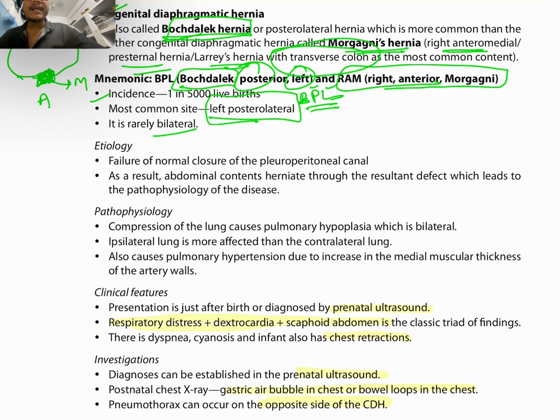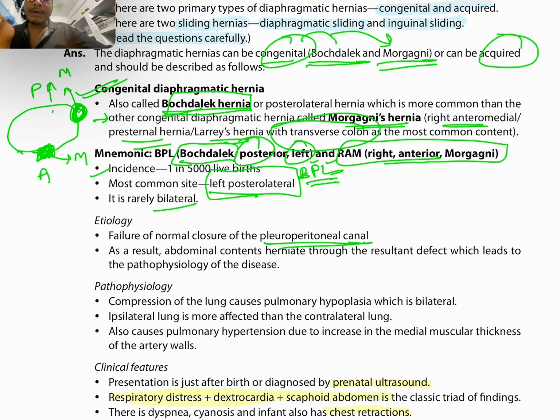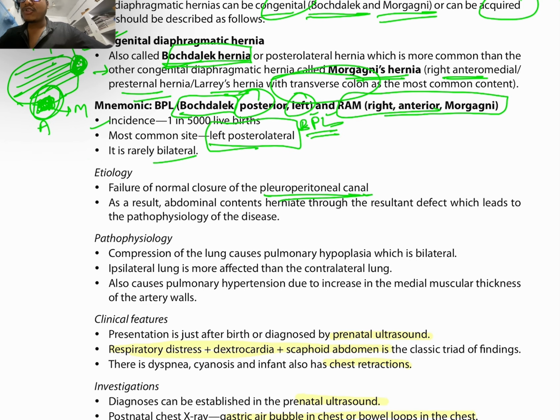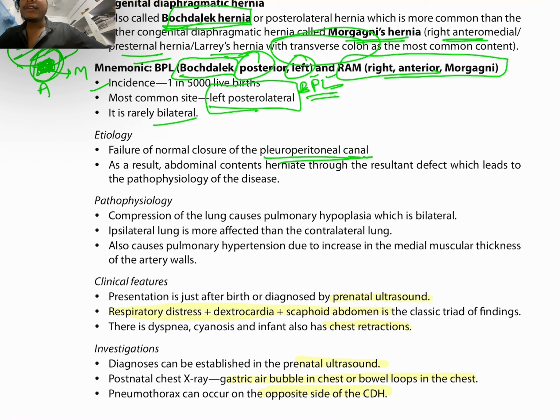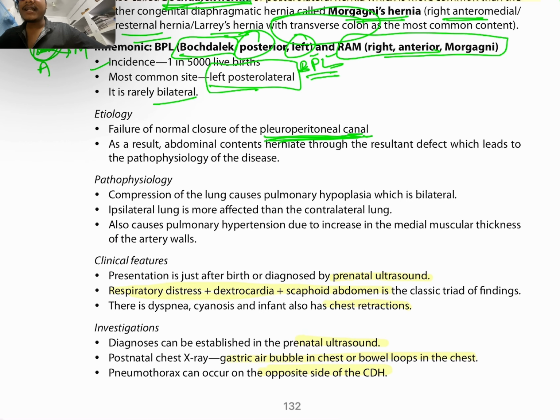So what is the etiology? Simply, there is a defect in the closure of the pleuroperitoneal canal. During the closure of the diaphragm, if there is a defect, then this type of hernia will occur. Due to the failure of the pleuroperitoneal canal, abdominal contents will herniate, causing the above condition.